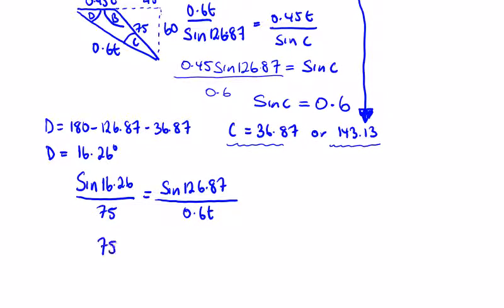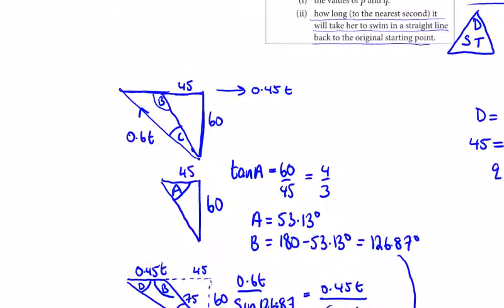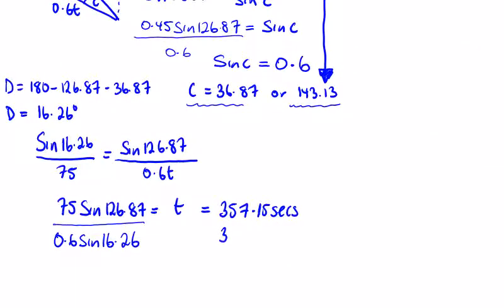So cross multiplying, 75 sine 126.87 is equal to 0.6t by the sine of 16.26. So divide across by the 0.6 sine 16.26. That should give us t. That gives me t to be 357, rounded. What do they ask for here? To the nearest second. So 357 seconds is the answer to this one.